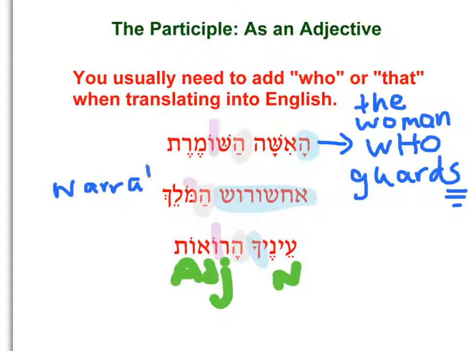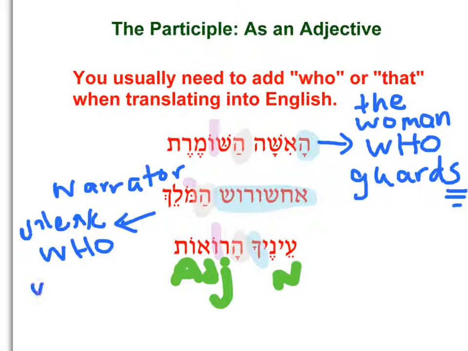Okay, so let's translate it. Achashverosh hamolech. So it's going to be Achashverosh hamolech, who ruled or who was ruling. Either one would be acceptable. Who was ruling or who ruled.